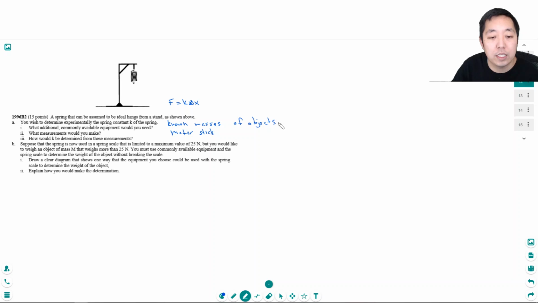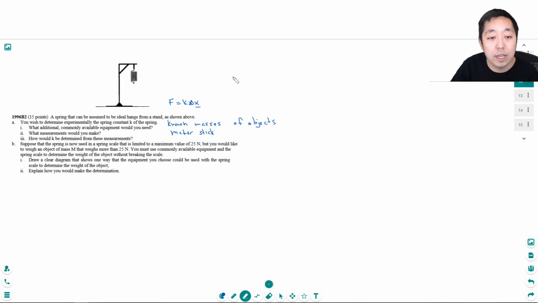So if I know the mass of an object, I can compute the weight, and then I want to compute the displacement. Basically I would apply a weight, see how much the spring stretched, measure it, apply a different weight, see how much the spring stretched, measure it, etc.